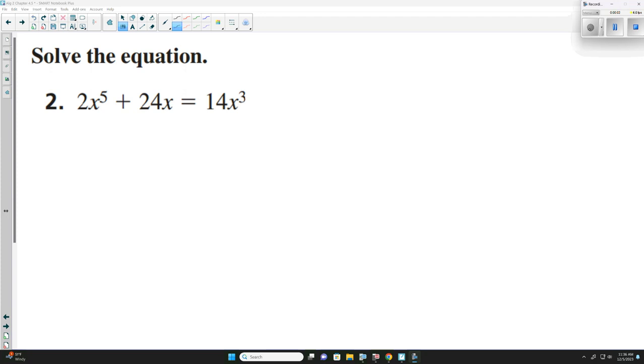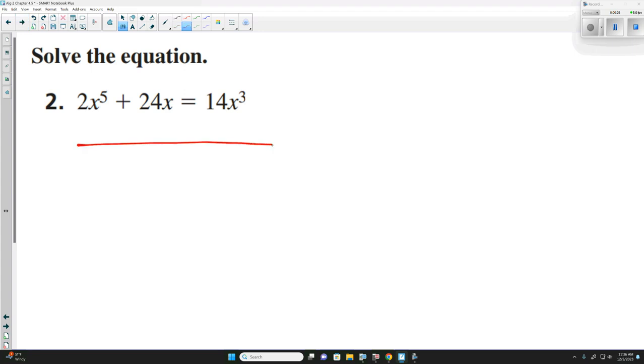So where we left off yesterday was this problem here. So we finished up this problem, and now we're looking at this one here. So we're wanting to solve this higher degree polynomial function, 2x to the fifth plus 24x equals 14x to the third. And whenever we're solving higher degree polynomial functions, we need the equation equal to 0.